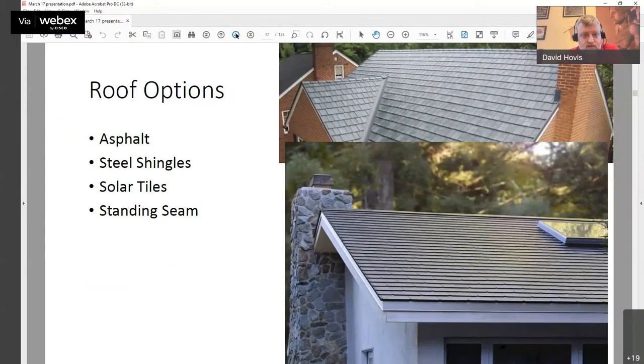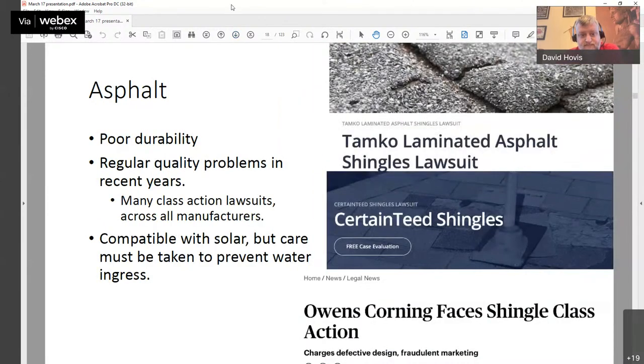So in looking at a replacement roof, we did look at multiple options. We could put asphalt shingles, we could put steel shingles, we could put solar tiles, or we could put standing seam. Next slide. So asphalt does not have the world's greatest durability, and there have been a lot of quality problems in recent years on asphalt shingles. It is compatible with solar, but you have to be extra careful that you don't create a water leak in attaching the solar panel racks to the roof.